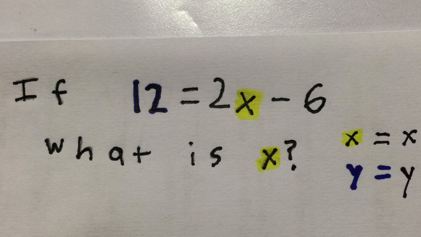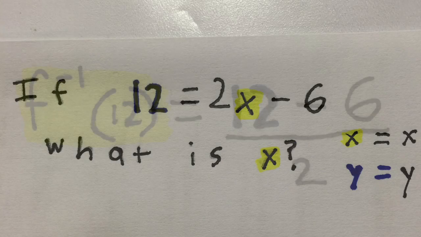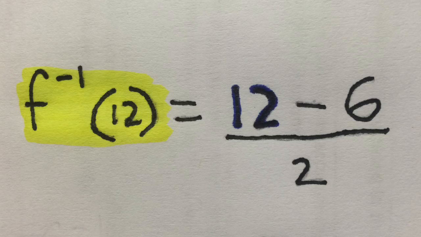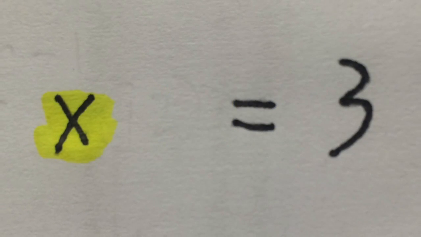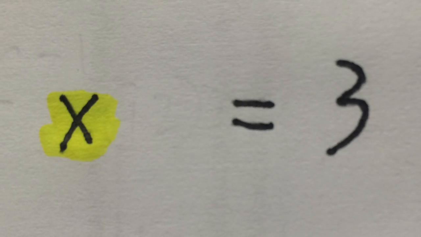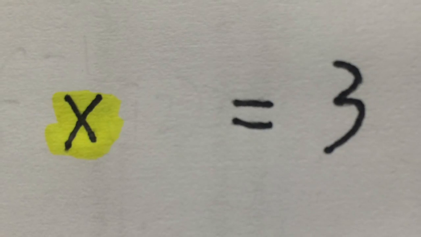So here we have a problem. If 12 equals 2x minus 6, what is x? Our first step is to insert the y value into our inverse equation. Our inverse equation is now f inverse of 12 equals 12 minus 6 divided by 2. Replace your f inverse of 12 with x and solve algebraically to get the answer of x equals 3.